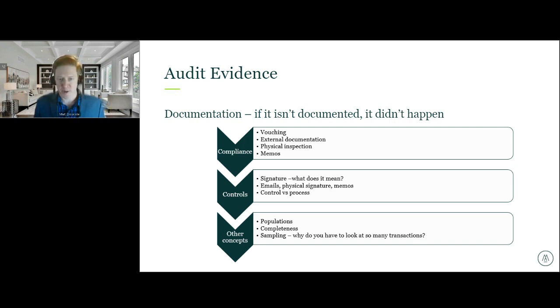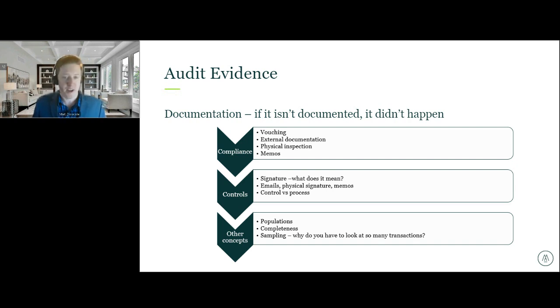Some other concepts you'll hear thrown around during an audit: the population or universe. You can use either word; both are pretty commonly used. But having a full, complete list of all the costs reimbursed, or all the individuals or services that were provided to them, or grants that were provided to them, is important. Auditors are very concerned with completeness and making sure that those populations are complete as well as accurate.